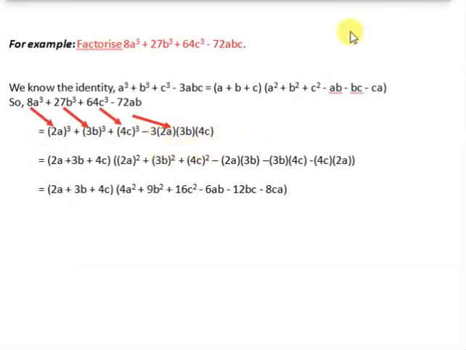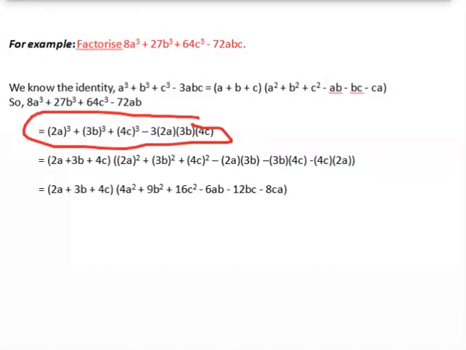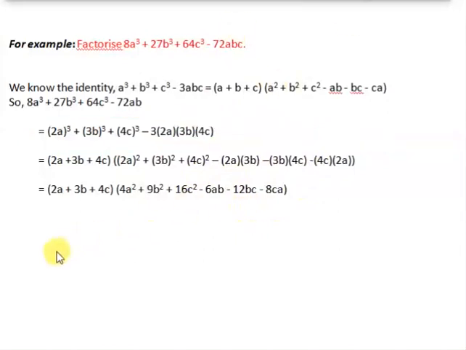Now if we compare this whole thing with this formula, this formula will become (a + b + c)(a² + b² + c² − ab − bc − ca). Further doing the calculation, (2a)² is 4a², (3b)² is 9b², (4c)² is 16c², and multiplying all this, we will get the final expression as this. So this is factorized because it contains the product of two factors.